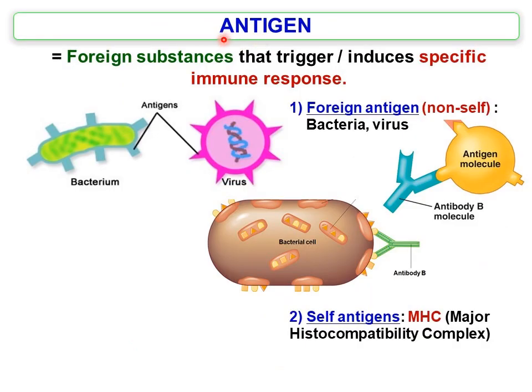The definition for antigen is foreign substances that trigger or induce a specific immune response. There are 2 types of antigen. The first is foreign antigen, known as non-self, for example bacteria and virus. And second is self-antigen, which are MHC, major histocompatibility complex.